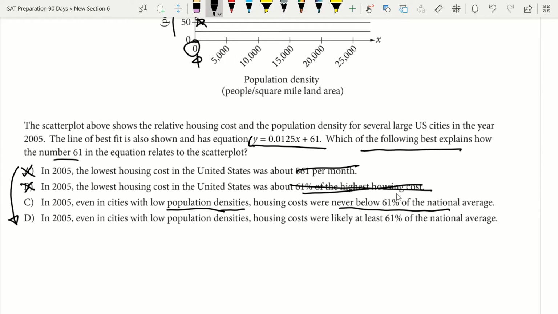this is a line of best fit. Okay, with a line of best fit, there can be points that are below it, because the line of best fit pretty much takes the average of those points, right? Or it kind of plots the best fit line of those points, but there can be points that are below it. So C is incorrect.